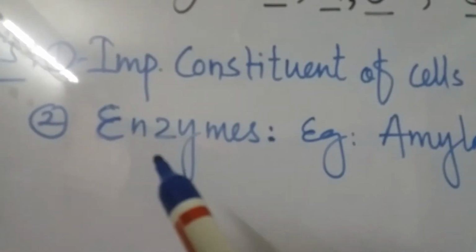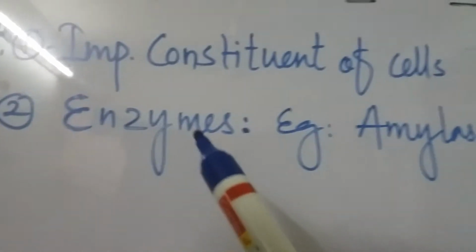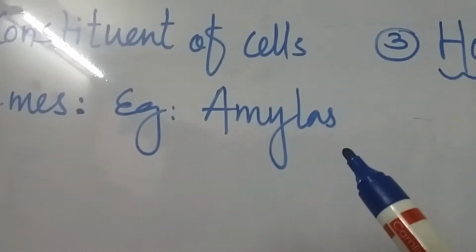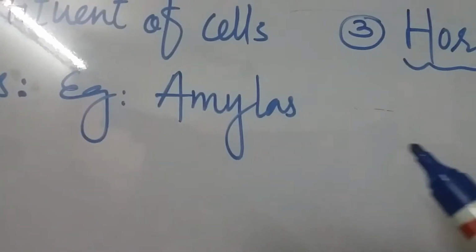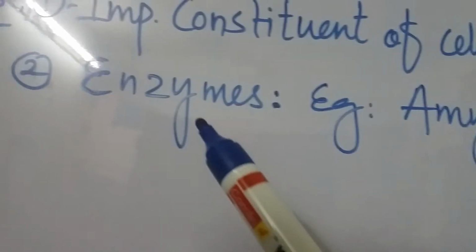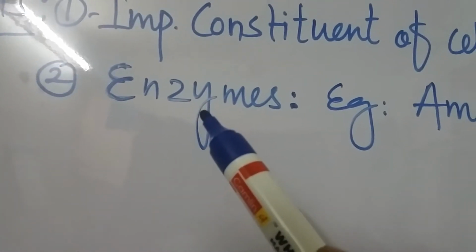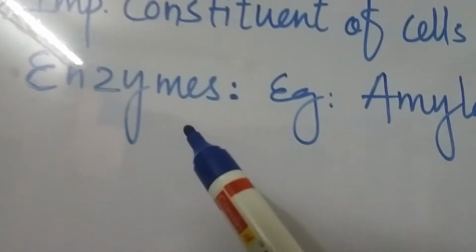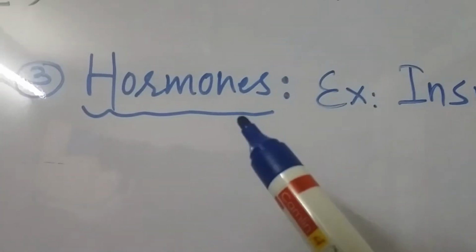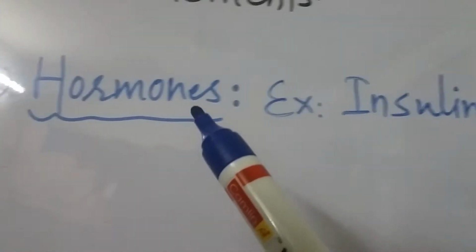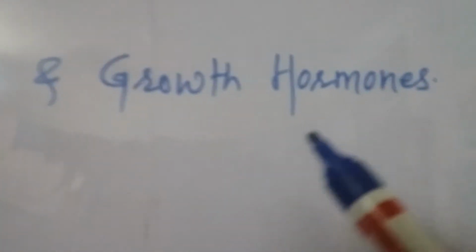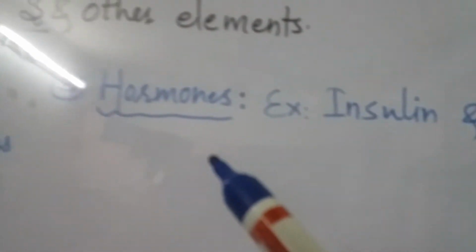Second function, it plays its role as an enzyme, for example amylase, which converts the starch polysaccharide carbohydrate into the maltose disaccharide carbohydrate. So most of the enzymes are proteins, but not all proteins are enzymes. The third function of the protein is as a hormone. It can also play the role of a hormone. For example, the insulin hormone and the growth hormone are examples of proteins.